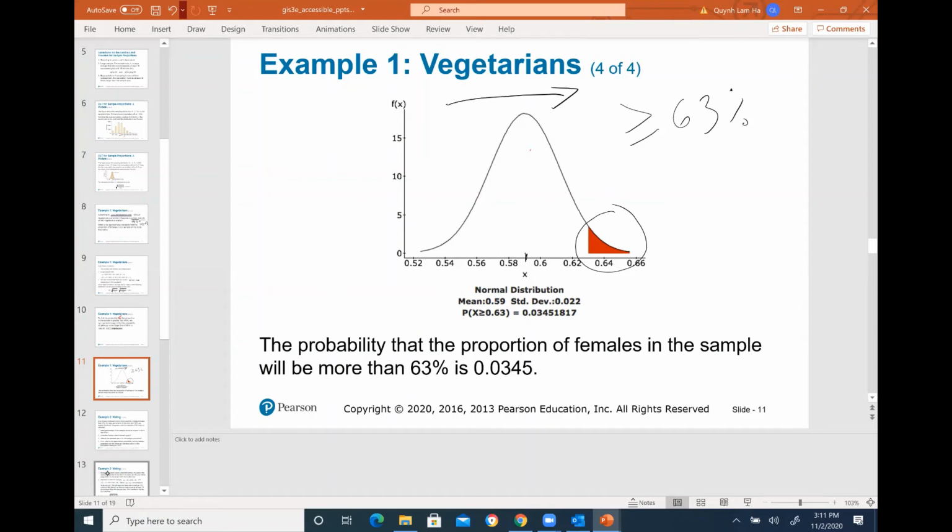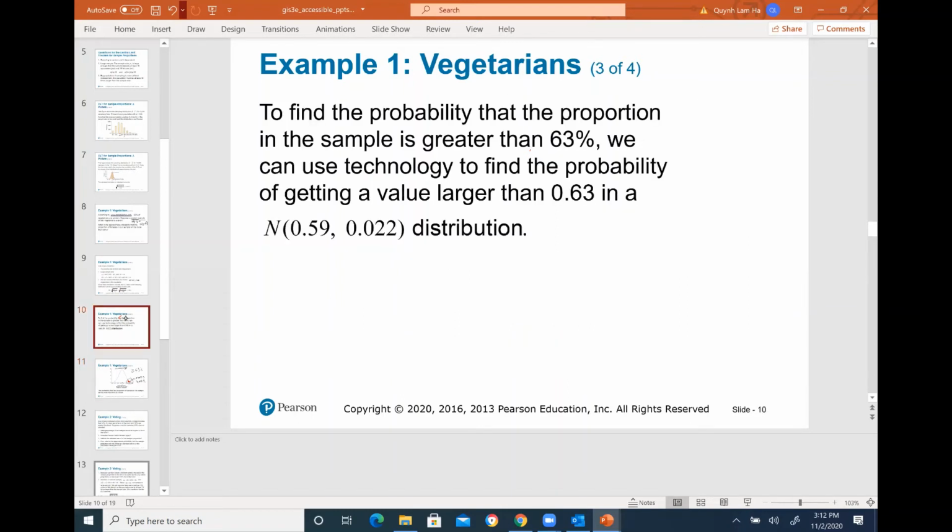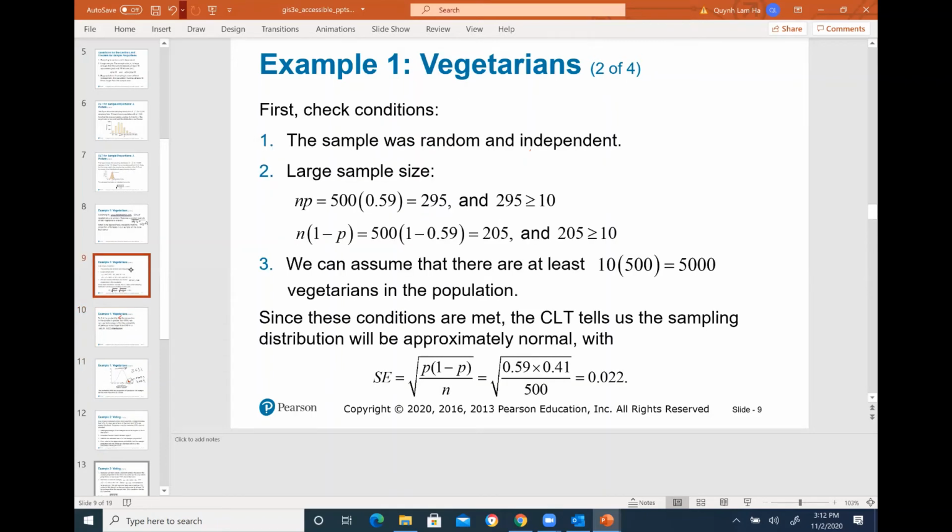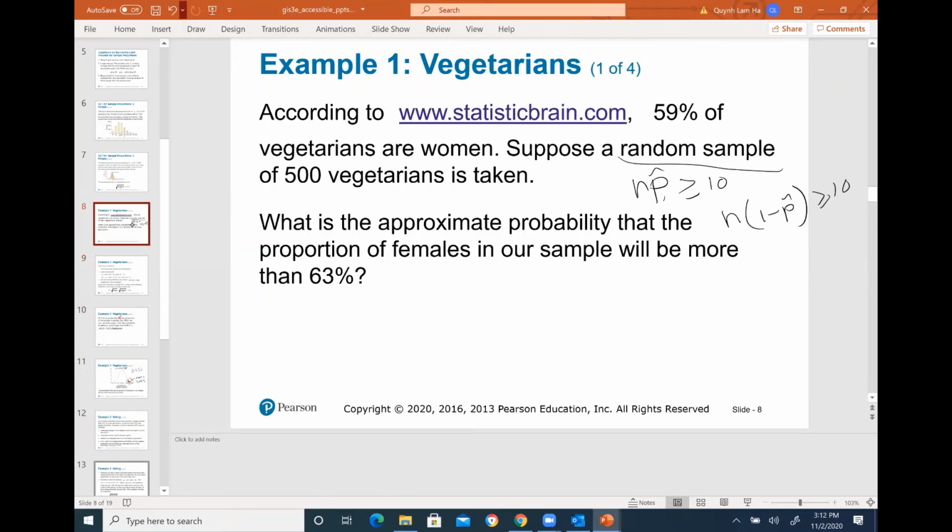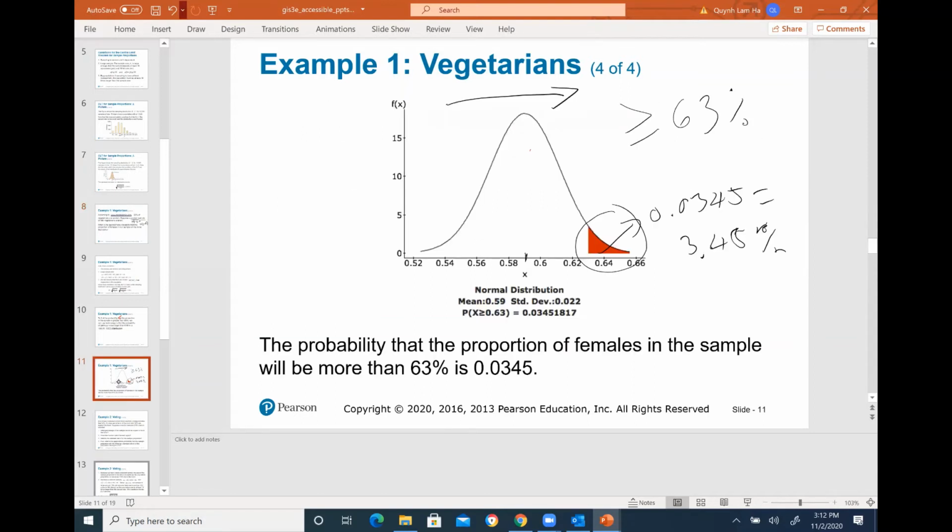The probability that the proportion of females in the sample will be more than 63% is about 0.0345, which means equal to 3.45%. The proportion of females in the sample, female what? Go back to the story. The story is still talking about the proportion of females in our sample being more than 63%. Okay, that's what it is.